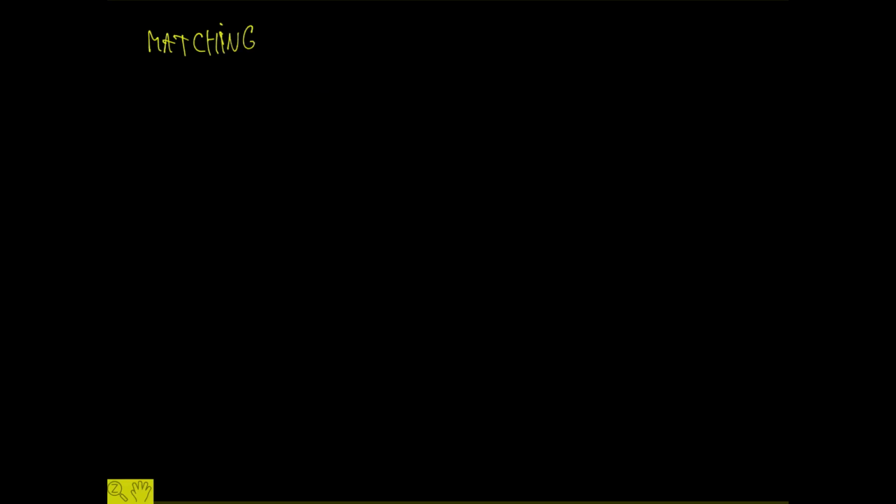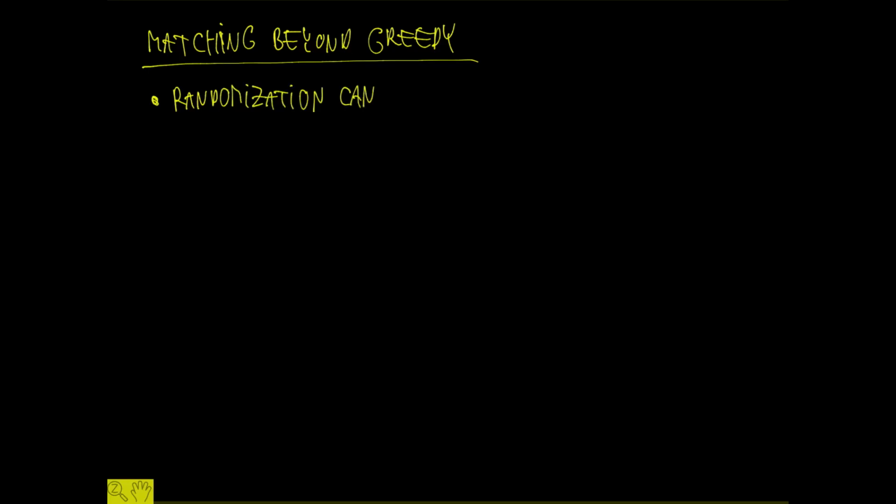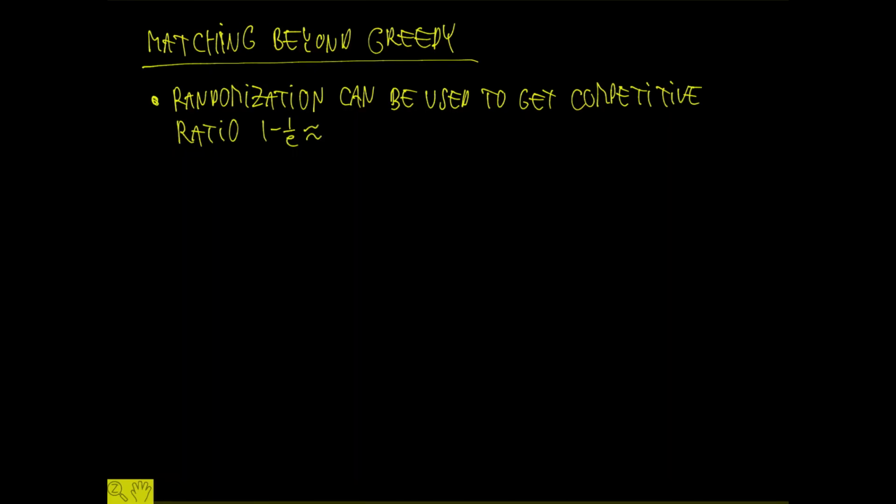So a competitive ratio of 1/2 is the best we can hope for deterministic algorithms, and we have a simple algorithm that matches it. Of course, you might wonder whether randomization can be used to get something better, to get a competitive ratio that is strictly above 1/2. It turns out that it's actually possible to get a competitive ratio of approximately 0.632, which is 1 minus 1 over e.